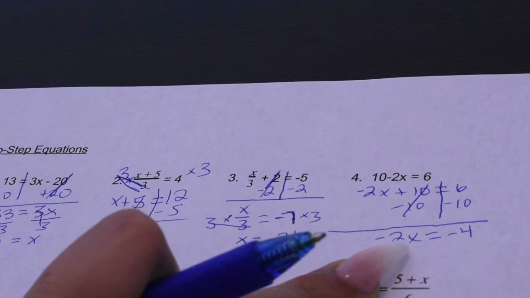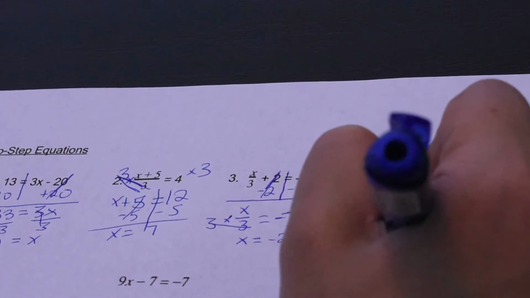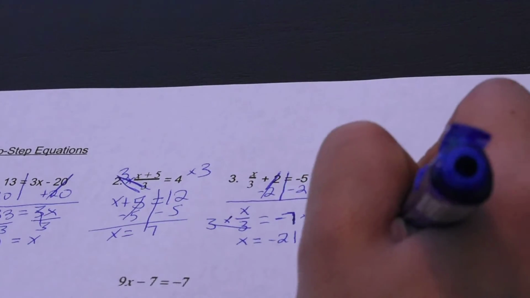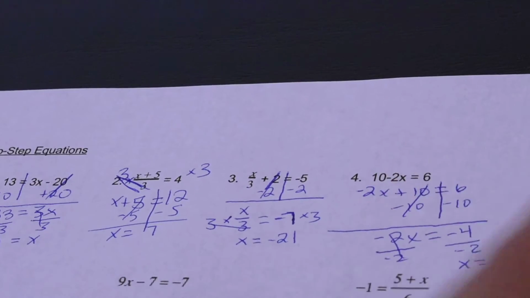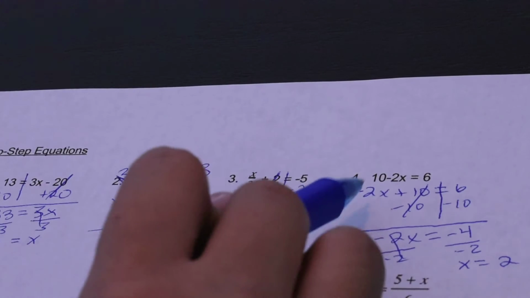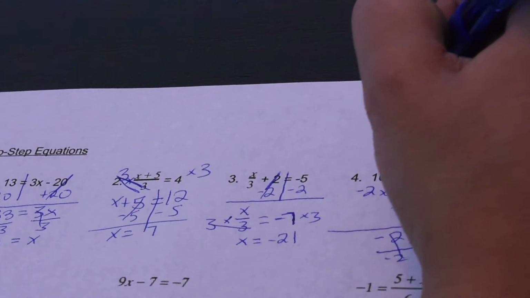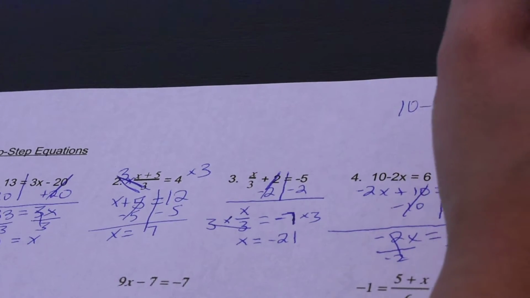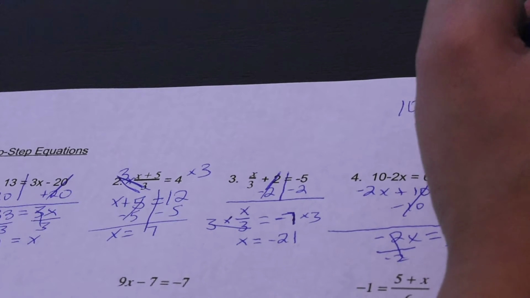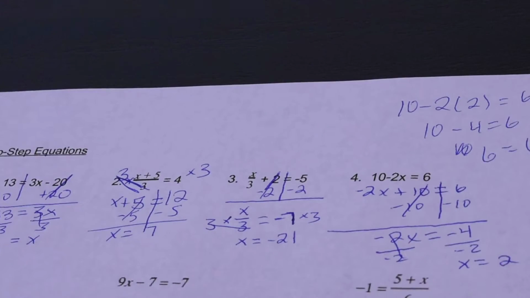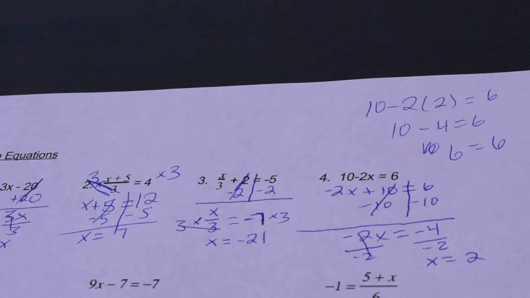Now negative 2 times x equals negative 4. Divide by negative 2. X equals 2. Negative 4 divided by negative 2 is 2. Let's test that. 10 minus 2x: 10 minus 2 times 2 equals 6. 10 minus 4 equals 6. 6 equals 6. All right, just wanted to check that for you.